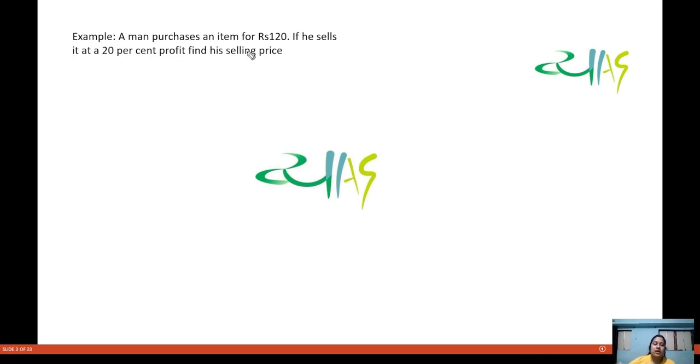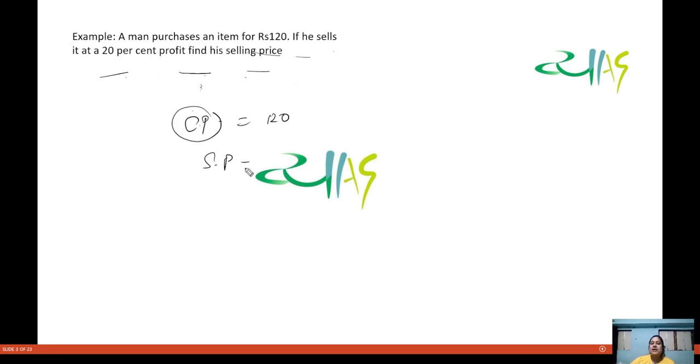Now let's see this question. A man purchases an item for rupees 120. If he sells it at 20% profit, find his selling price. So what it is saying: a man purchases an item, so the cost price for this man is rupees 120. If he sells at a 20% profit, find its selling price.